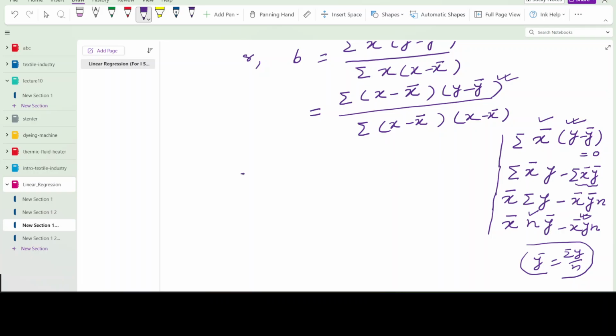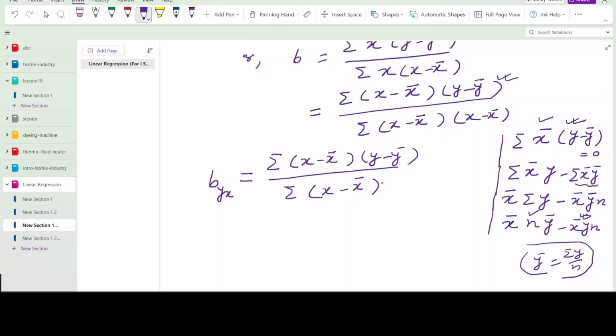So we have arrived at b yx, because it is regression of y on x. So value of b is sigma (x minus x bar)(y minus y bar) divided by sigma (x minus x bar) whole square. Okay, this is the another equation that is very important for us.